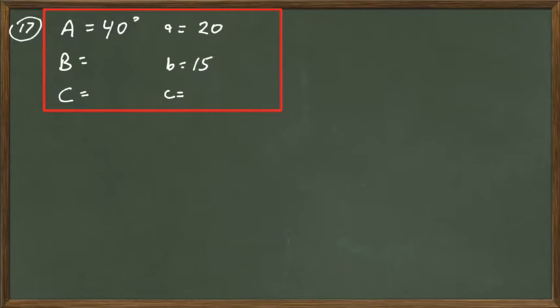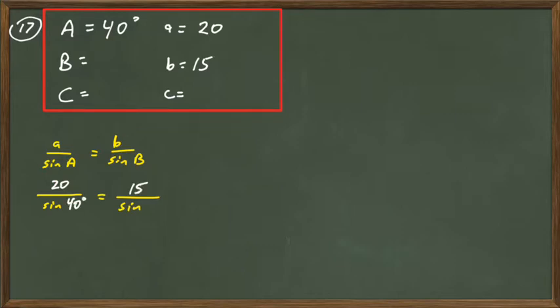Since I'm given both A's, I'm going to use A over sine of A. It really doesn't matter, but I think I'll use B over sine of B because I know something about B, don't I? So let's do A over sine A and fill in. Okay, what is side A? 20. What is angle A? 40 degrees. Side B is 15, but I don't know what? Angle B. So I have to have the angle B as my variable.